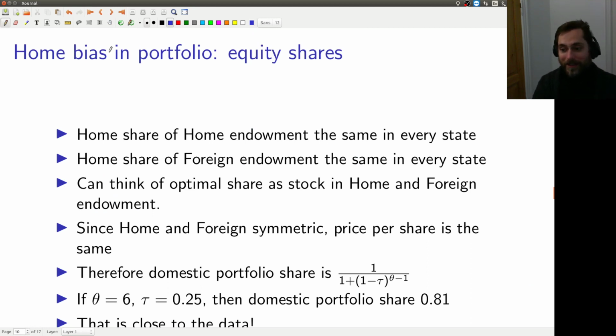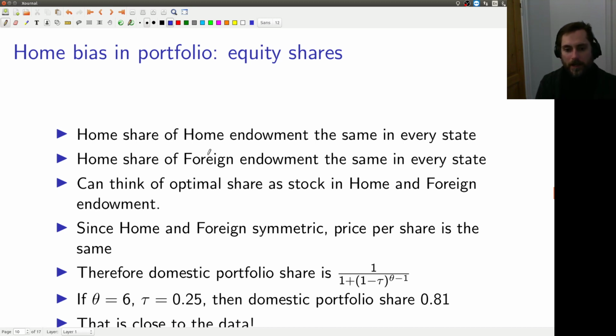So we don't actually have to contract state by state, since the home share of the home endowment is the same in every state, and home share of the foreign endowment is the same in every state. We can think of it as though home actually owns a fixed share of the home endowment. In other words, it's like a stock, like an equity. Home owns a particular amount of the output of the home firm, and it doesn't matter what the state is, it always owns a certain share. That's not quite as flexible as this Arrow-Debreu security, but in this particular case, it turns out that it's equivalent. So that's how we're going to think about it.